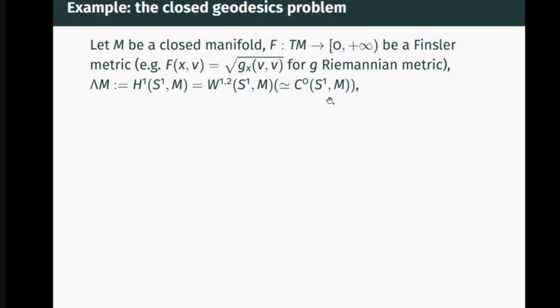This is a subspace of the space of continuous loops, and it has a big advantage. It has the homotopy type of the space of continuous loops. So we're really not losing the topology. Topologically, we're not losing much when we go to this Hilbert manifold.